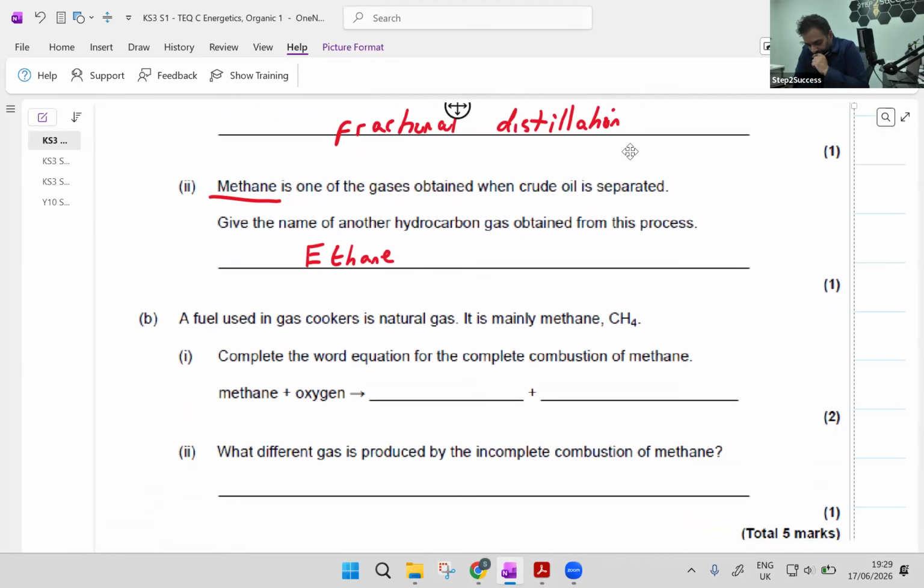Complete combustion of methane. Complete combustion is burning. It's basically all it means, burning. And when you burn something, the products are carbon dioxide and water.